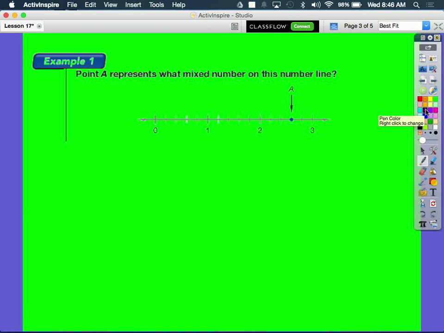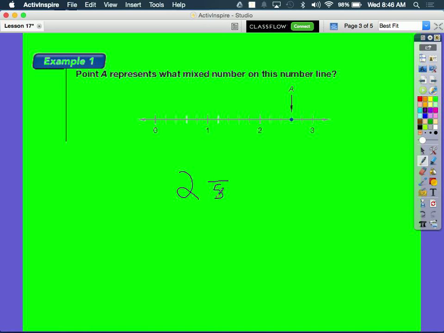Well, first we're going to look for what whole number part I'm going to have. Remember, I need a whole number and a fraction. And I see that it's between 2 and 3. Because it's between 2 and 3, it's going to be the lower number and then whatever fraction. Now I'm going to count how many spaces there are in between 2 and 3. There's 1, 2, 3, 4, 5. That's going to be my bottom number.